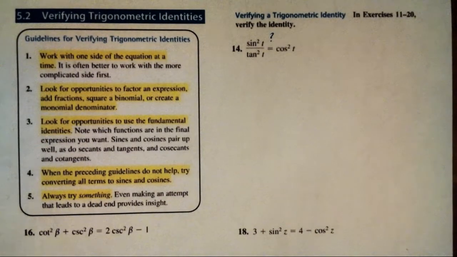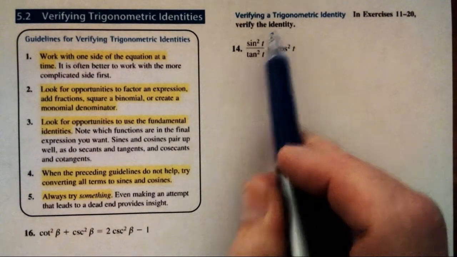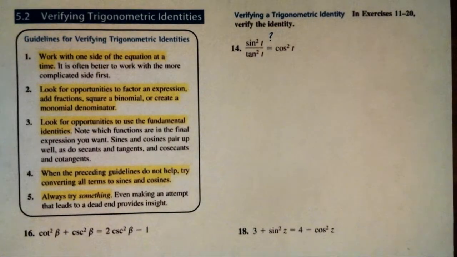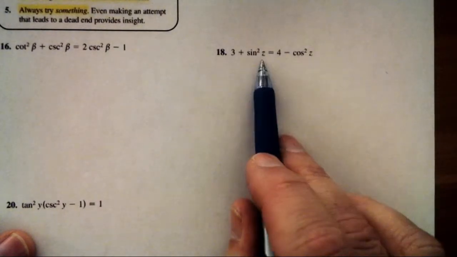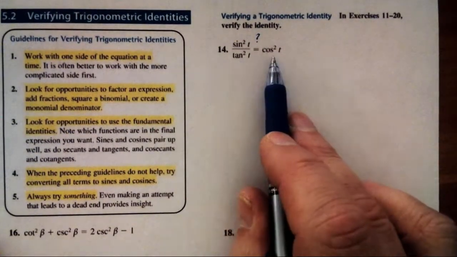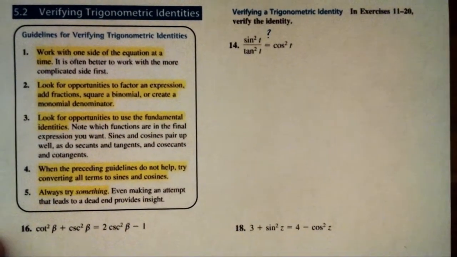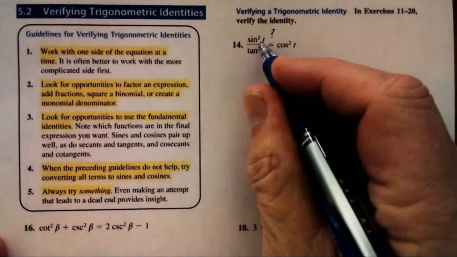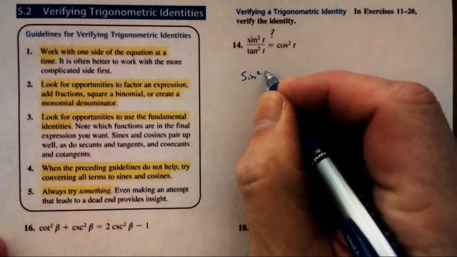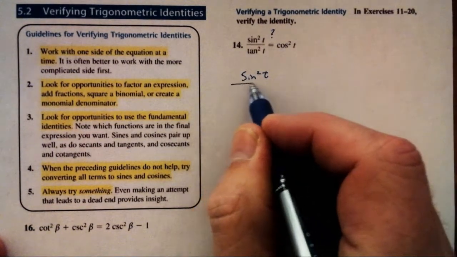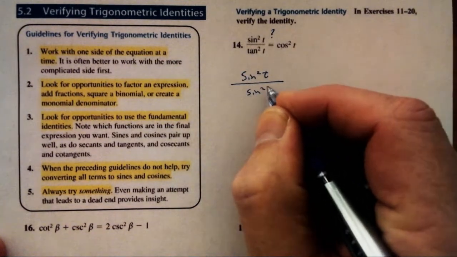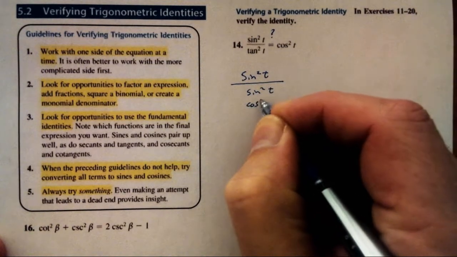Now, there are very, very few 100% of the time rules, but here is one of them. If I have an identity and I have three or more different trig functions represented, such as here, I only have two. But if I have three or more, sine, tangent, and cosine in this case, I will 100% of the time turn everything into sines and cosines. So this left side would become sine squared of t, big division bar, over tangent squared, which is sine squared of t on cosine squared of t.